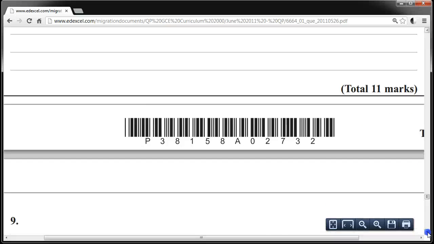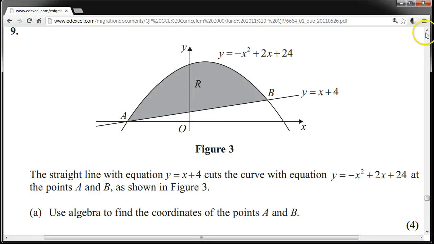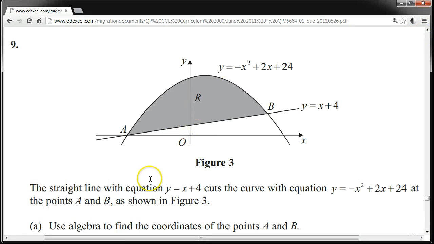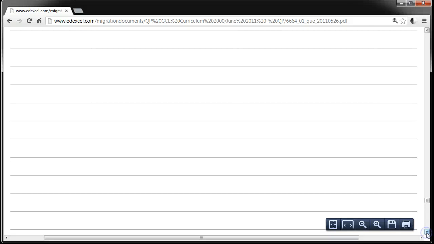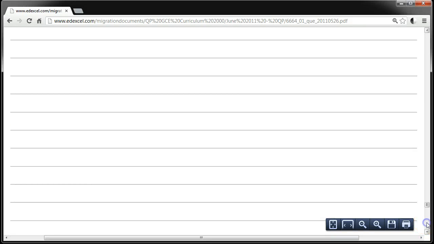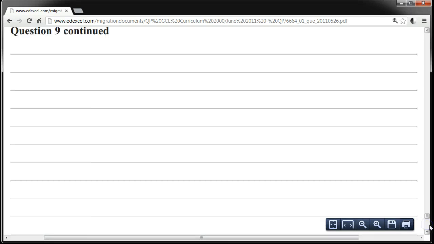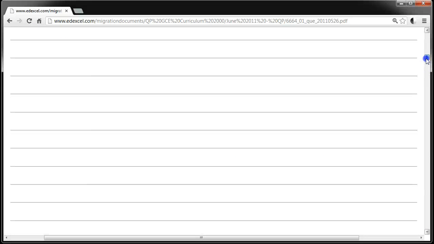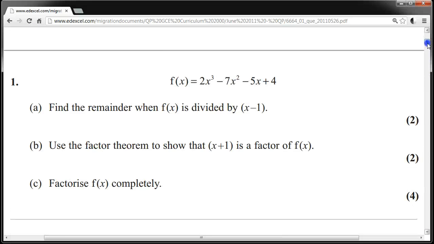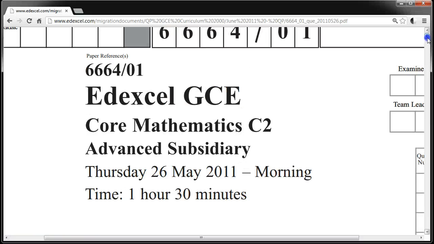So the last question now, let's have a quick look at this one before we start the exam proper then. Here we are, area of a curve, area between a curve and a straight line, highlighted here. Find the coordinates a and b when the quadratic equals the linear function, and then work out the area using calculus. So that looks like the end of the paper there, because there's 9 questions in this paper. I'm just scrolling down to the end to check.